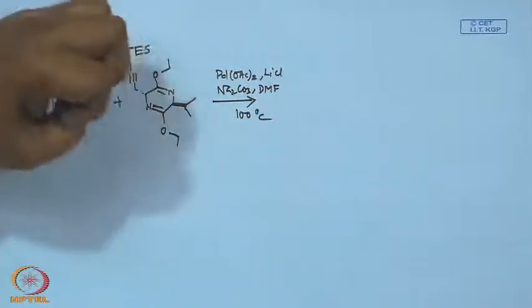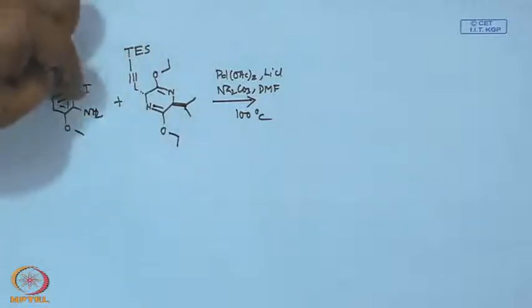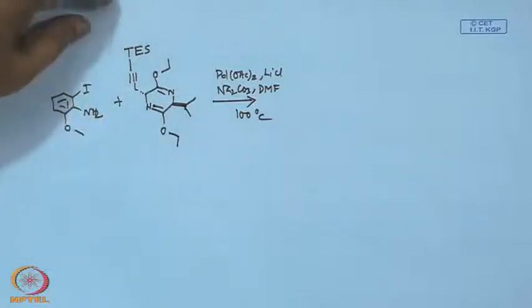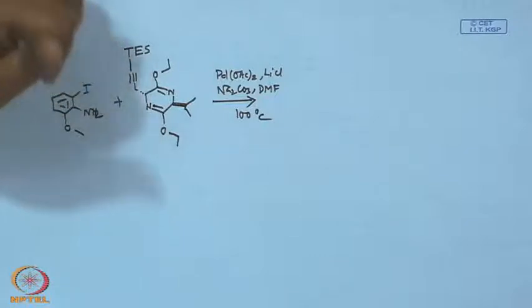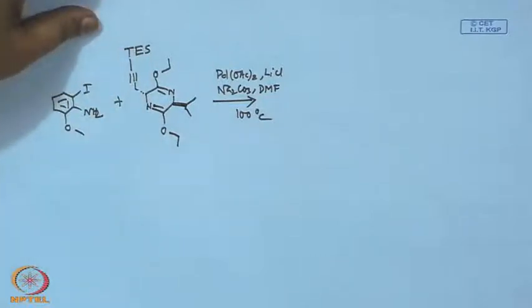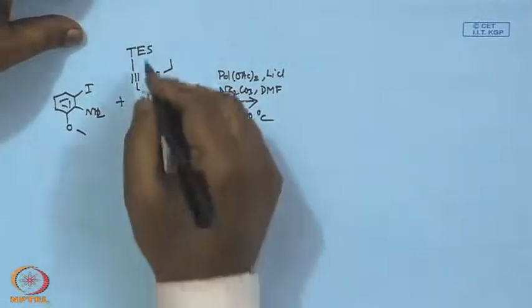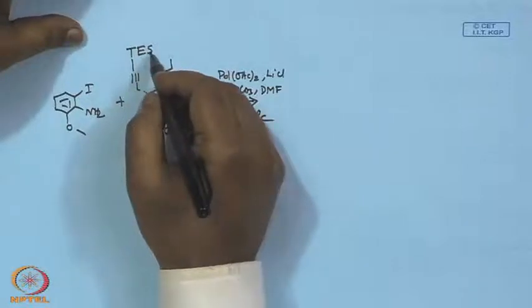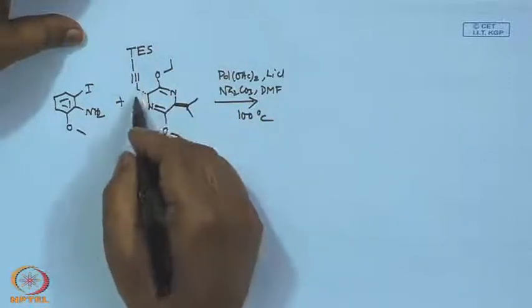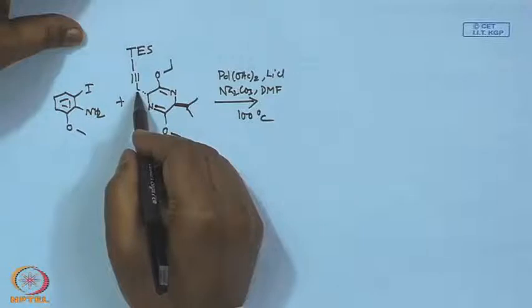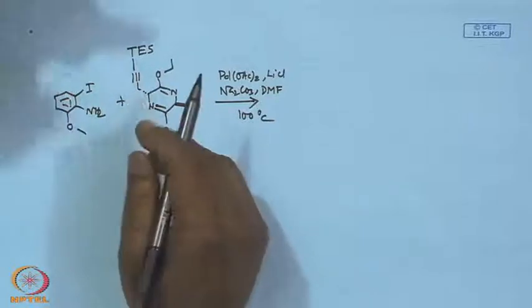Both the substrates satisfy the requirements. One is iodoaniline, and the other one is an internal alkyne, and now you have to decide. See here, a triethyl silyl group, and on the other end of this alkyne you have CH2. So, between the two, which one is larger? I think all of us would agree, silicon, right.